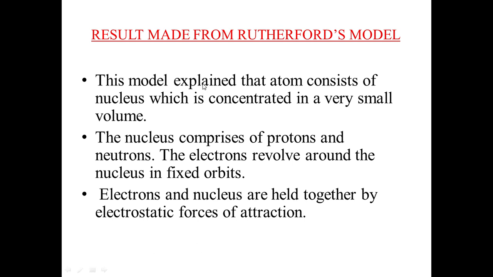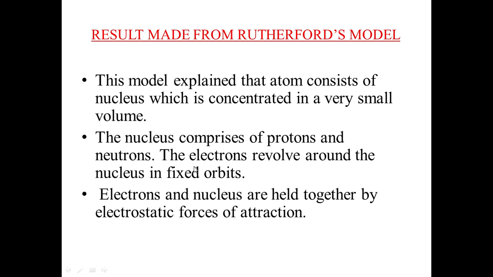So the result is that the model explained that atoms consist of a nucleus which is concentrated at the center in a very small volume, and the negatively charged electrons surround or revolve around the nucleus in circular paths called orbits or energy levels. The nucleus comprises protons and neutrons. That's why they are called nucleons.